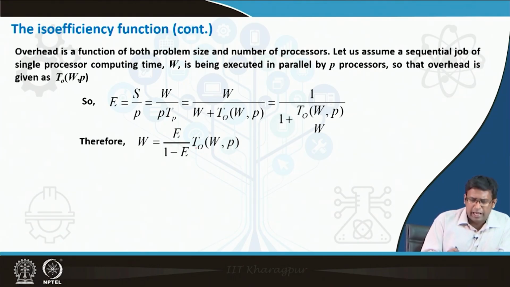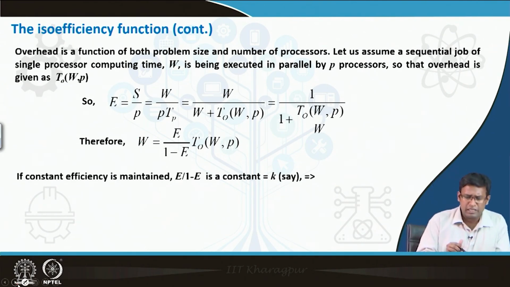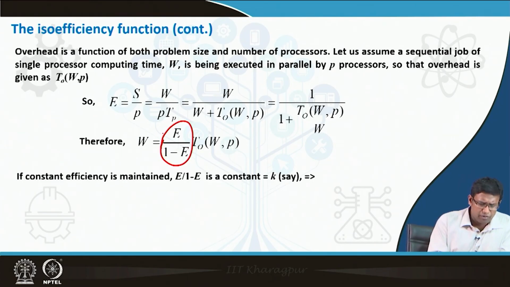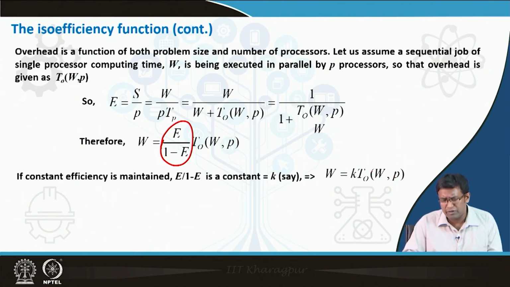So, overhead can actually be expressed as a function of efficiency and the sequential problem size. If we have to maintain a constant efficiency, this E by 1 minus E term, if E is constant, becomes constant. Therefore, W is equal to K times T0(W, P), where T0 is the overhead, which is a function of W, the main computing time of the sequential job, and P, the number of processors. W is the sequential computing time, and K is also constant. Therefore, for a system where E by 1 minus E is constant, T0(W, P) must be a constant.